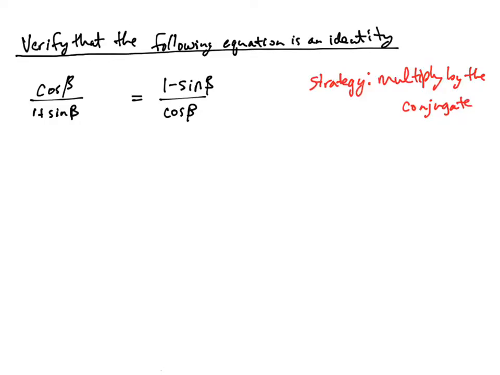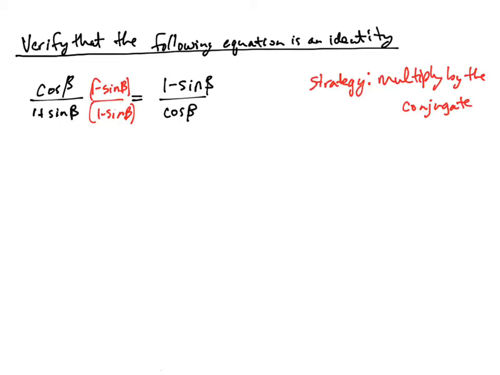Okay, and what is the conjugate? Well, I'm going to multiply the top and bottom by 1 minus sine beta on the left-hand side. And we're allowed to do this because 1 minus sine beta over 1 minus sine beta is just equal to 1, and we're allowed to multiply by 1 as much as we want.